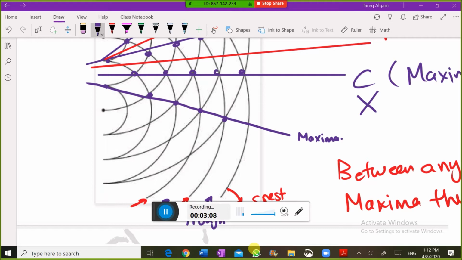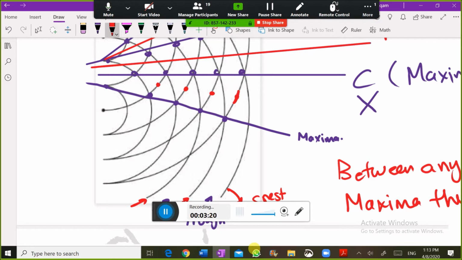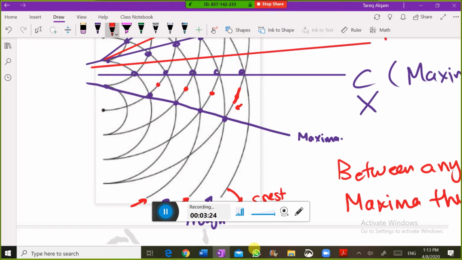Look at this point, guys. In this region, this solid line, this is a crest, interferes with a trough. Here, look at this solid line, it interferes with a trough. This solid line interferes with a trough. So in this region we have what, guys? We have a minima, because here we have a crest with a trough. Any question about that?